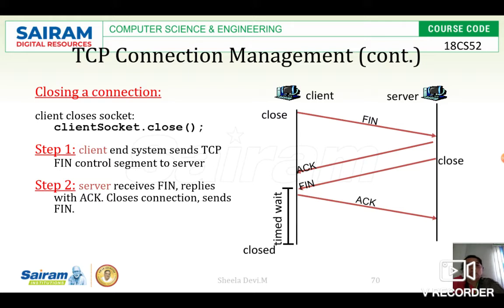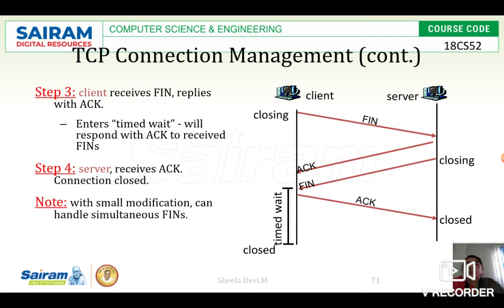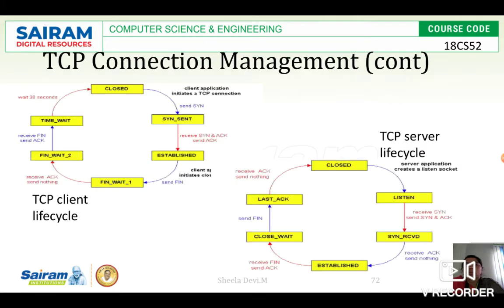The client should first send the FIN segment, for which the server will be replying with the acknowledgement. Again, the server should send the FIN segment, for which the client will be sending the acknowledgement. Once all these four steps get over, the connection will be terminated between the client and the server. Clear? So this is what happens. Then the TCP connection life cycle diagram is explained.